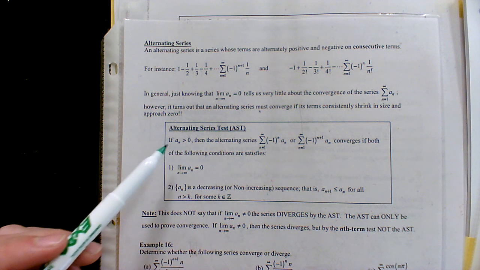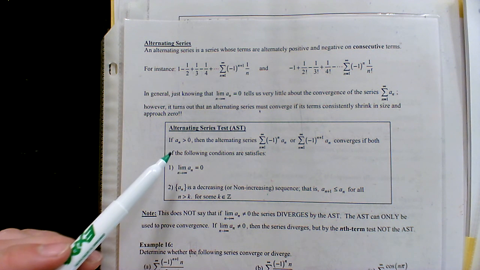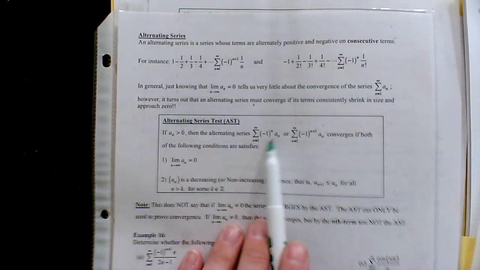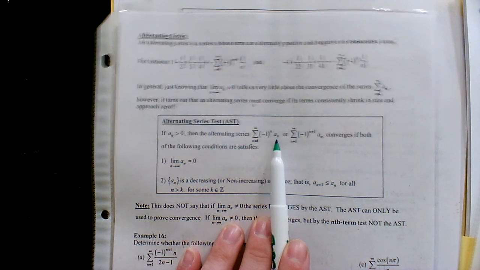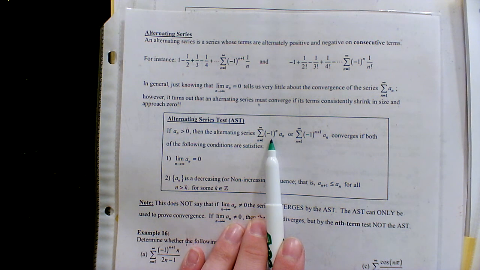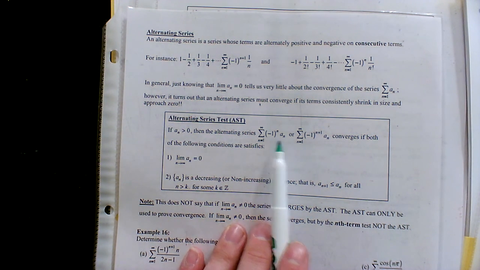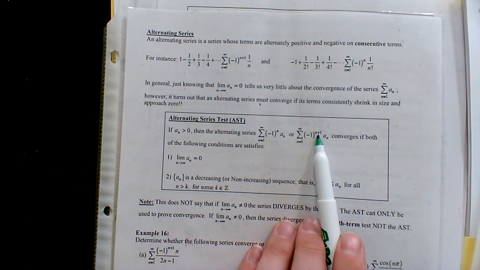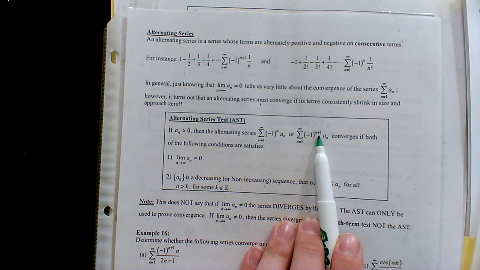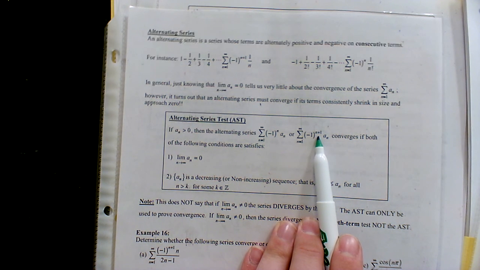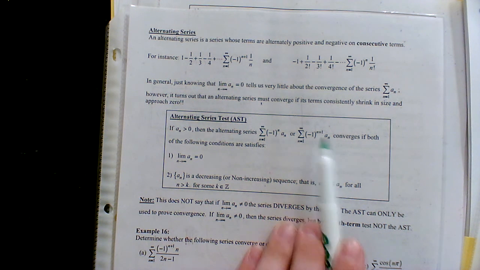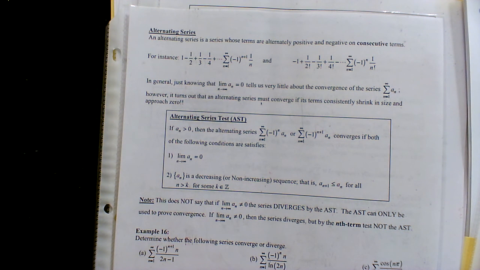So the alternating series test. If an is greater than 0, then the alternating series, so here's your an, that's greater than 0, and it's being multiplied by -1 to a power, and again, that power is going to keep changing. You're going to be subtracting a number, adding a number, subtracting. Or n plus 1, again, the same thing is going to happen. It's just depending where your n value is starting. It's still going to be alternating, though, because you're going to get an even and odd each time. It converges if both of the following conditions are satisfied.